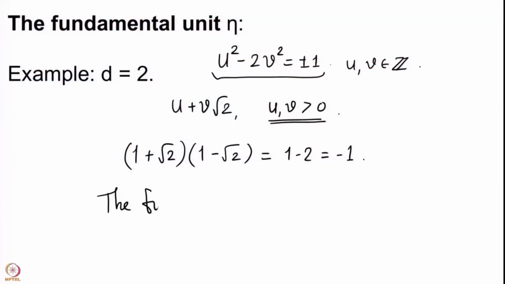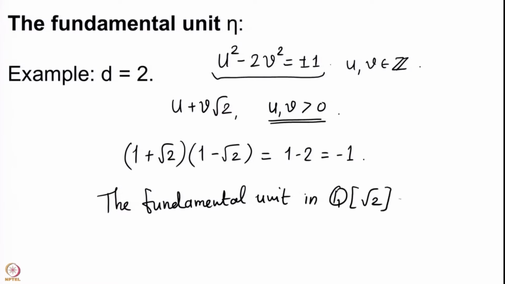The fundamental unit here in Q root 2 is 1 plus root 2. Its norm is minus 1. So, if you wanted to get something whose norm is plus 1, if you wanted to get a solution to the Brahmagupta equation, you have to now take the square of this 1 plus root 2. If you take the square of this, it will be 1 square plus root 2 square, so you get 3 plus 2 times root 2.